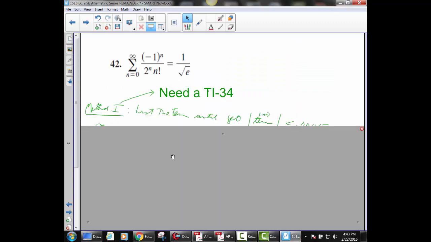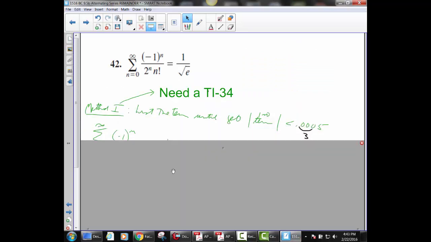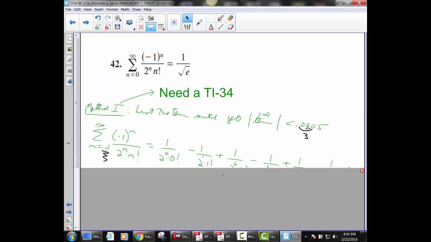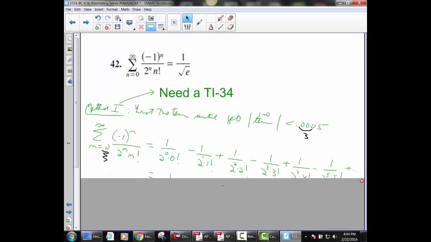All right, so first method. List the terms until you get the first term whose absolute value is less than 3 decimal places. Remember, we want an error of less than 0.001, so we need to go one place further than that. So 3 decimal places means we need 3 zeros and a 5. Okay, so here is our series right here. Okay, so if you actually wrote out the terms, be careful, it does start at 0.